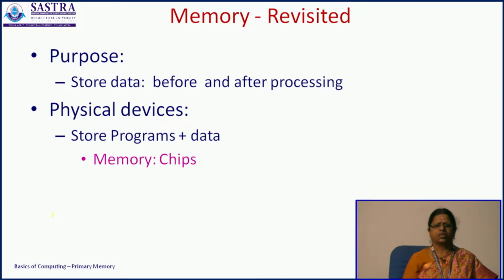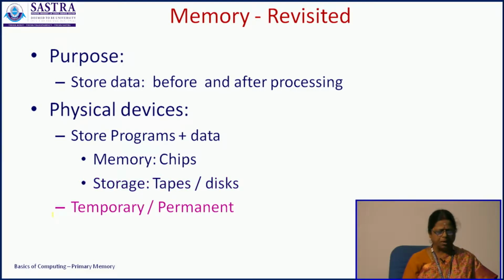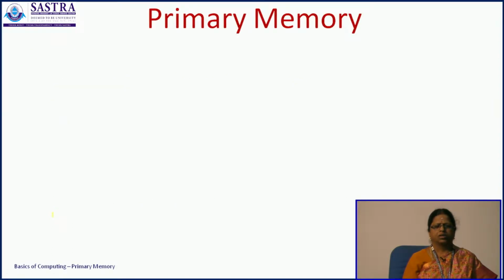If the data is stored in the chips, we call it a memory device. If it is stored in the tapes or disks, we call it storage. The data which is stored can be temporary or permanent. Having seen this, let us look into what is primary memory.